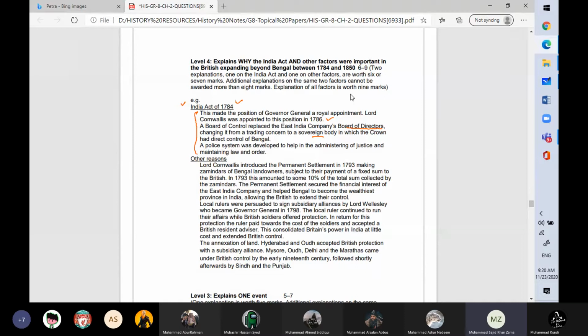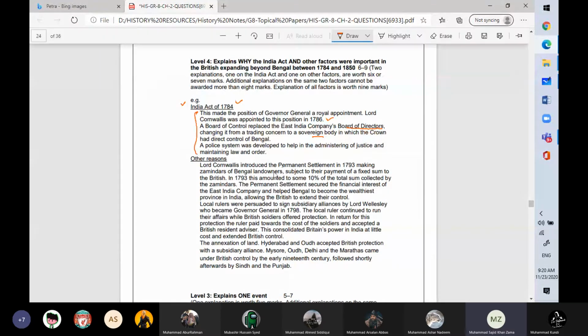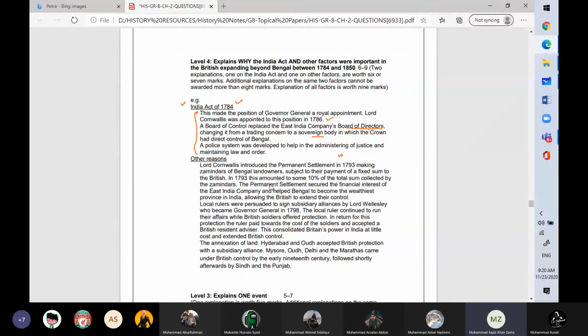This board of control took control of the company, and then obviously they started with other reforms, like, as mentioned, the police system and the governor general appointed. So this was one act, and then the rest you will see, these other points are mentioned here.